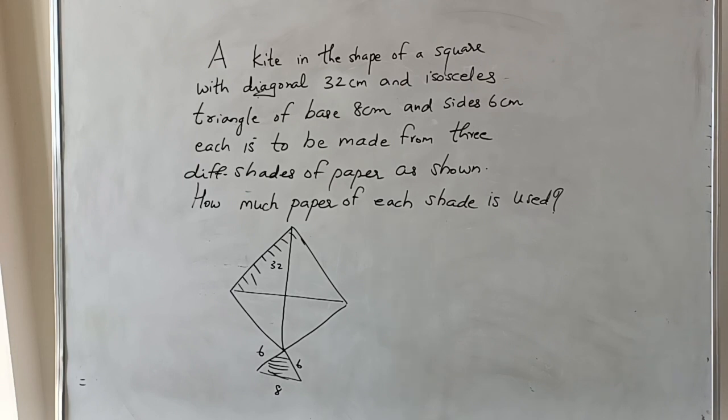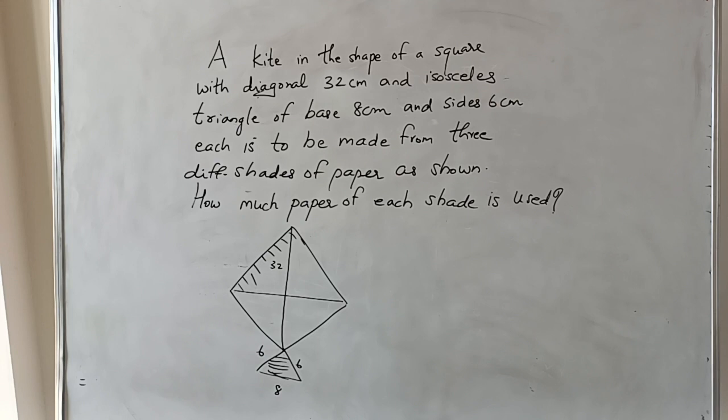So this is our next question. There is a kite which is given in the shape of a square and it has a small base which is also in the shape of an isosceles triangle. In the question, the measurements of the isosceles triangle are given to you. It is 8 cm base and 6 cm sides. And in the case of the square, they have given you only the diagonal.